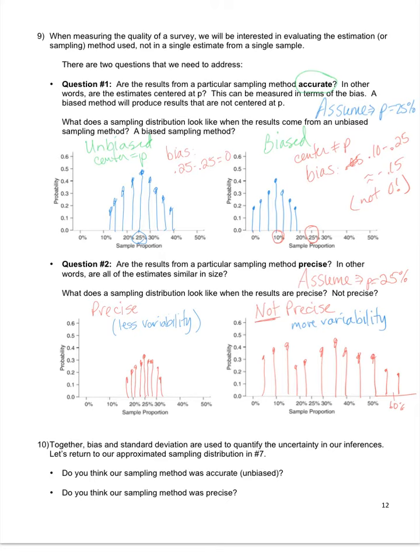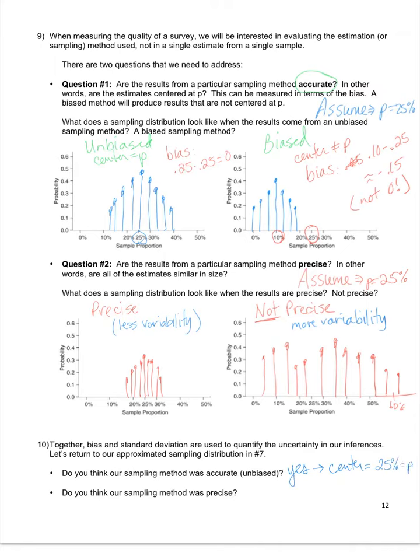All right, so together bias and standard deviation are used to quantify the uncertainty in our inferences. So let's return to our approximated sampling distribution in number 7. You may want to press pause, flip back to that, take a quick look at it. So the question is, do you think our sampling method was accurate or unbiased? If you check the center, you'll find that our answer is yes. The center was at 25%, which was P.